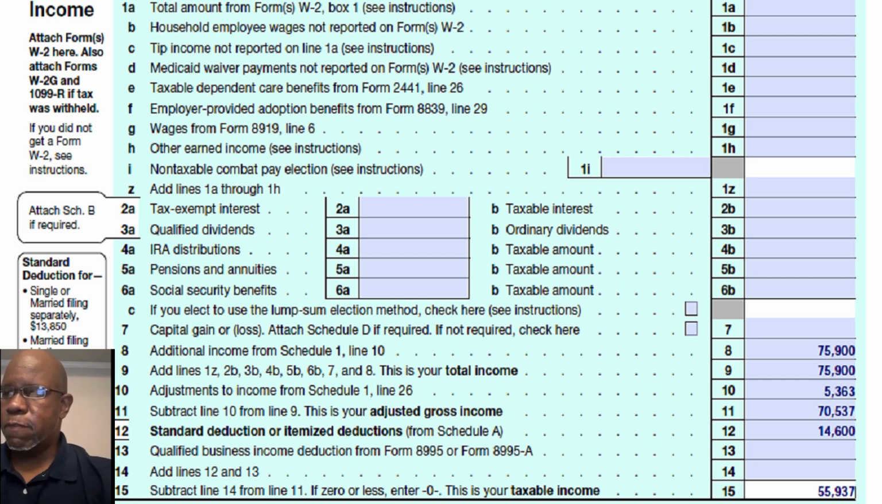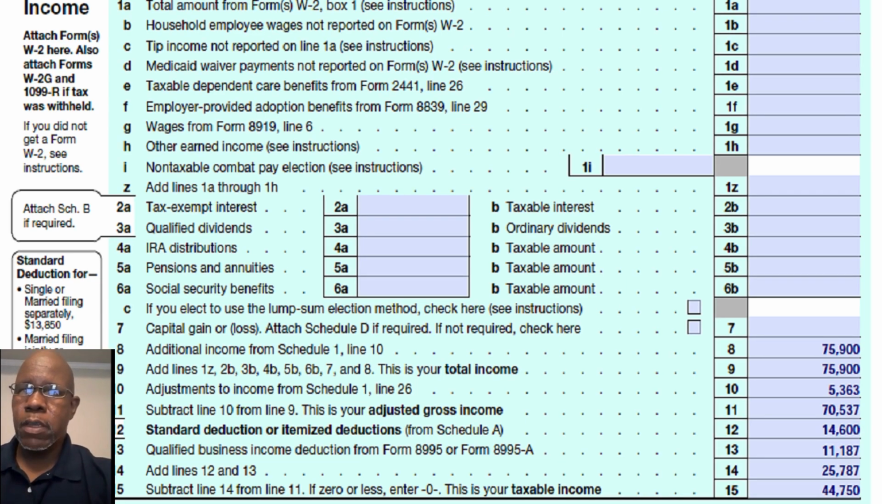That puts us at 55,937. Obviously, 55,937 is the smaller of the two. We're going to have to go with 20% of 55,937. That gives us a QBI deduction of 11,187. Okay, that amount goes in line 13.